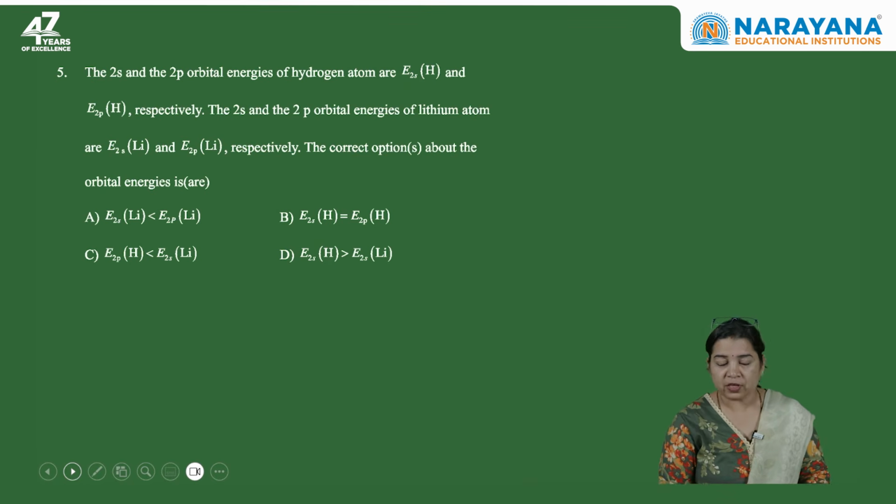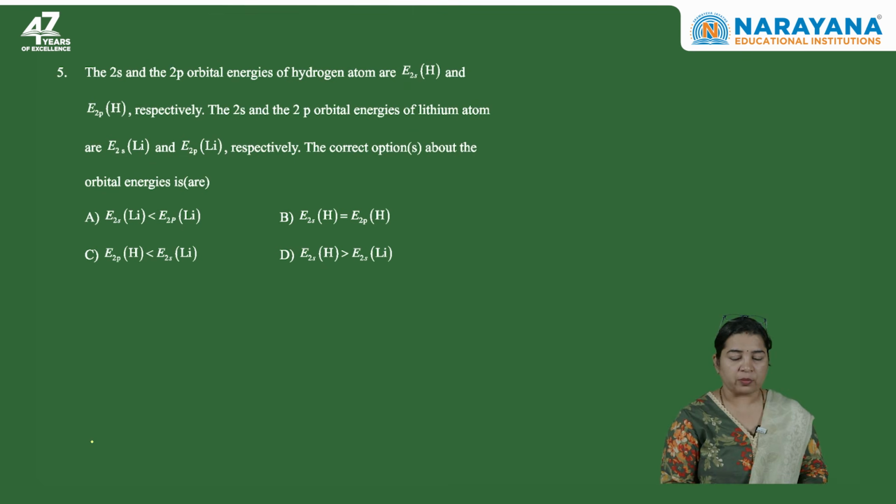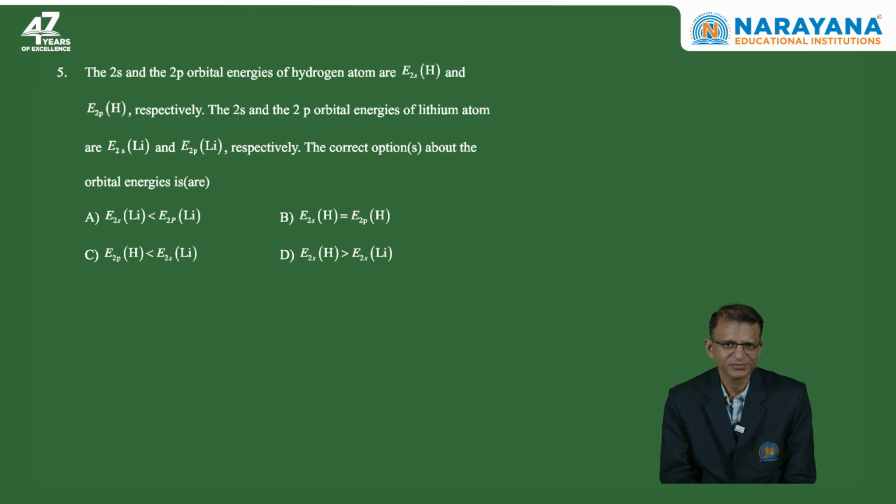Question number 5. Shivanand sir will continue with question number 5. Question number 5 is a question which is given in NCERT also, and it is a question of atomic structure. The question is: the 2s and 2p orbital energies of the hydrogen atom are E2s(H) and E2p(H) respectively, and the 2s and 2p orbital energies of the lithium atom are E2s(Li) and E2p(Li) respectively. The correct option about the orbital energies is?